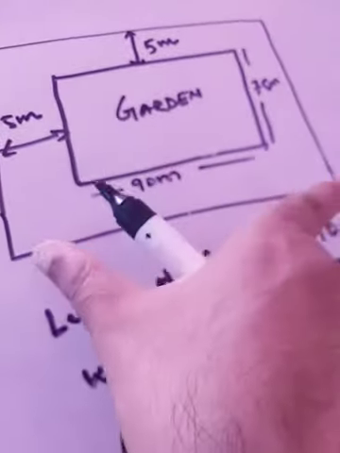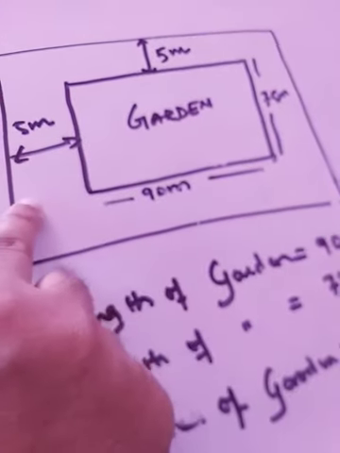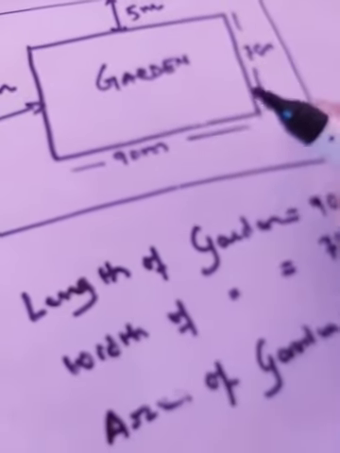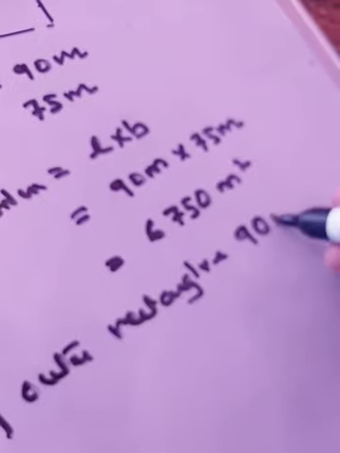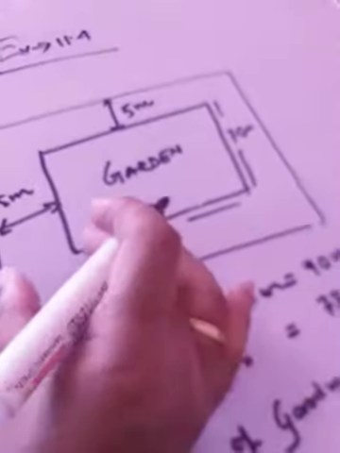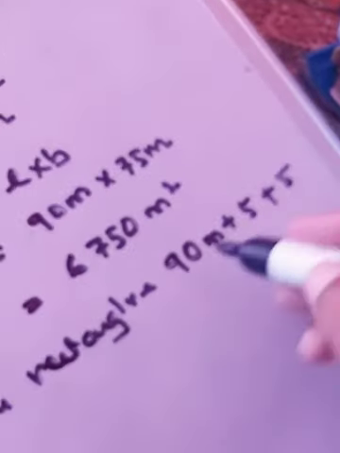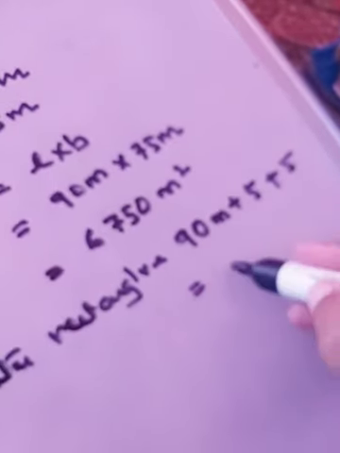So to get the outer length, with 90 we have to add this 5 meter, and from this side also we have to add 5 meter more. So we are adding 5 with 90 meter, and from here also we are adding 5 more. So we are adding 10 meter to 90 meter, and that will give the outer rectangle. That is, it will become 100 meter. So the outer length is 100 meters.